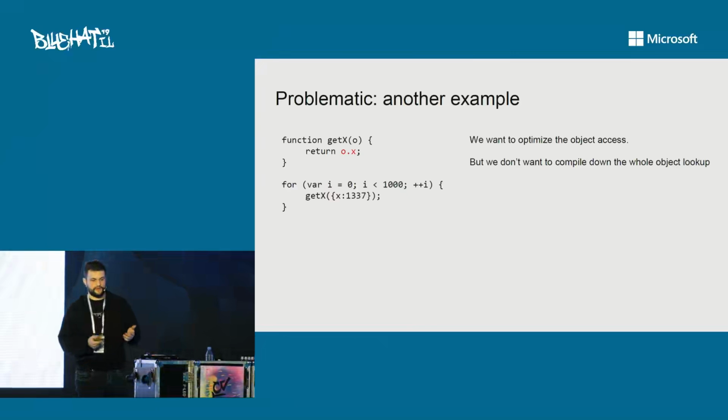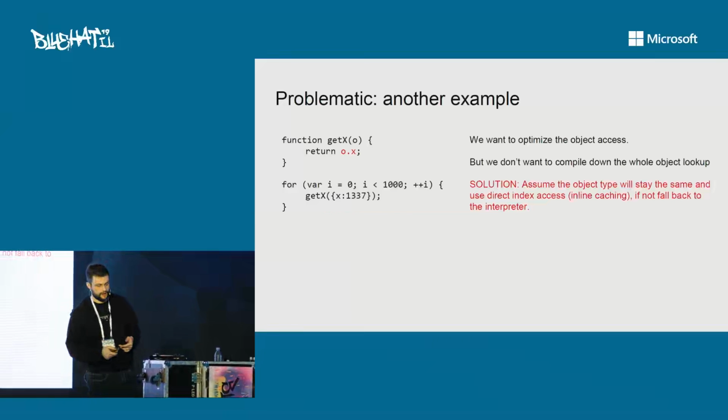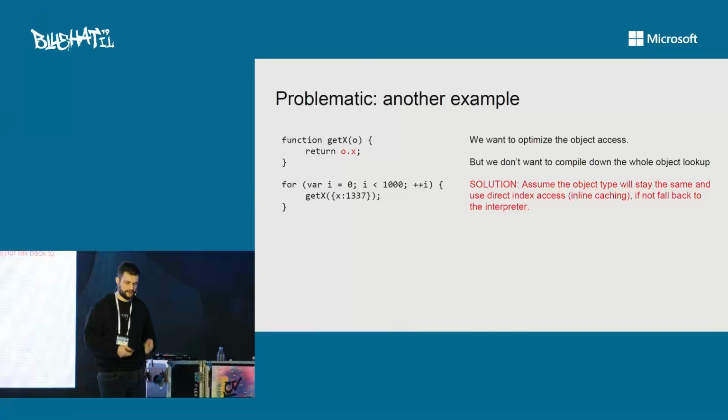But object lookup is a bit complex, right? You have to query the type to know where the property lies. And you don't want to compile down that whole logic because then you don't gain anything. It's basically code that's already implemented in the interpreter. So here, same thing. We will speculate on the type of the parameter, assume that if we've only seen one particular type, then we will generate code for that particular type, and then we'll be able to use direct memory access. This is what's called inline caching. We'll see that in detail later on.